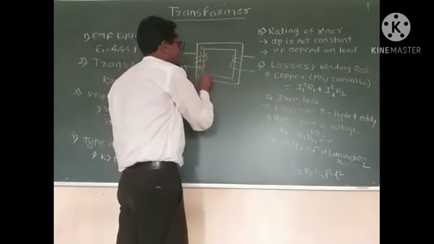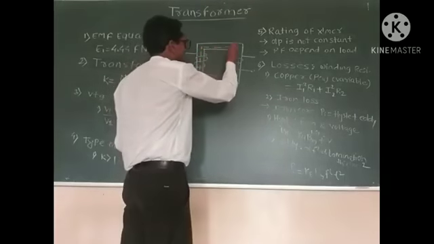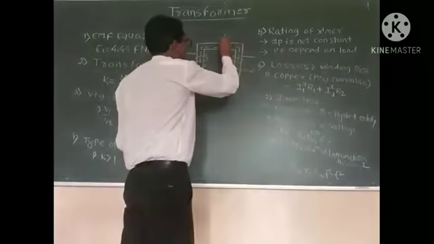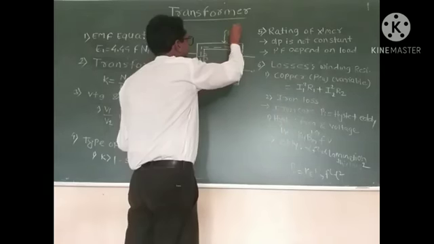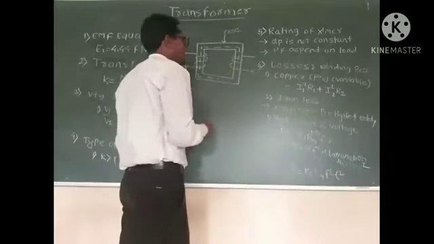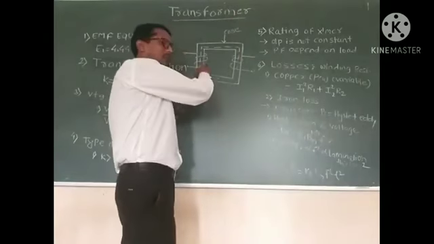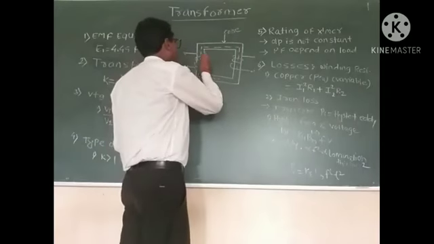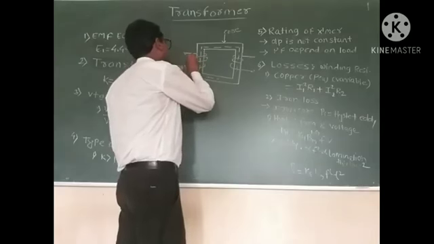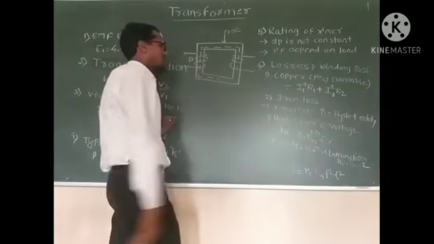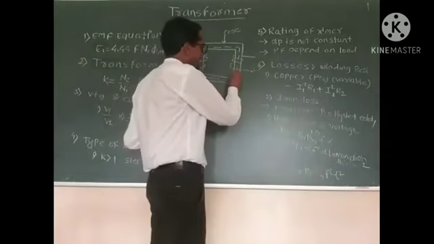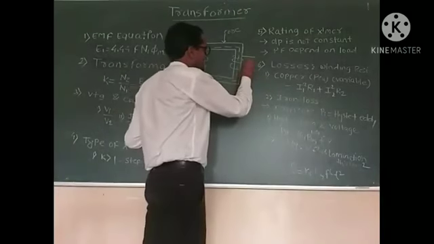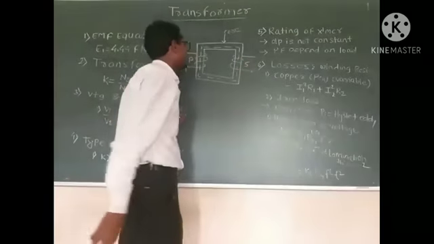So this is the core of a transformer. It is called the core, which provides a magnetic path for the magnetic flux to travel from the primary winding to the secondary winding. This is the primary winding of a transformer, so we call it the primary side. This is the secondary winding of a transformer, so we call it the secondary side.